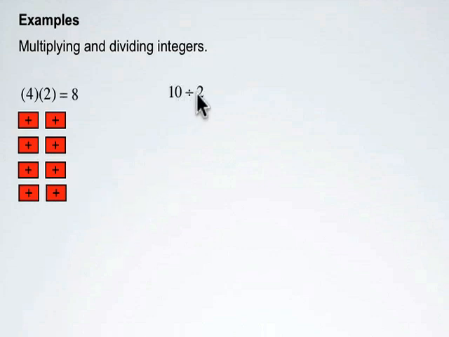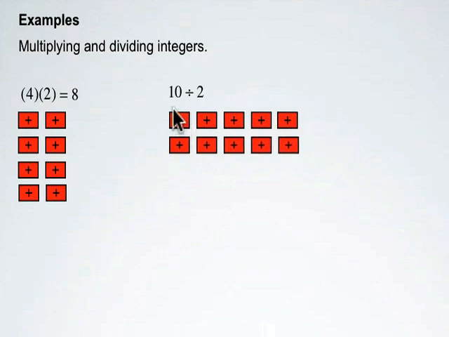10 divided by 2 means I'm going to take 10 red tiles and split it into groups of 2. So there's 1 group of 2, 2 groups of 2, 3, 4, 5. So if I take 10 and divide it into groups of 2, the answer is 5.